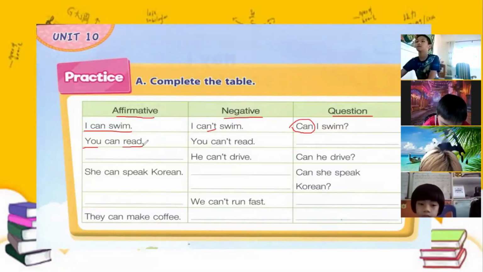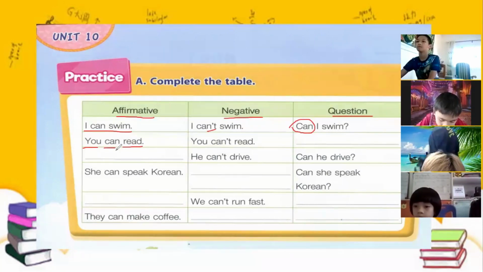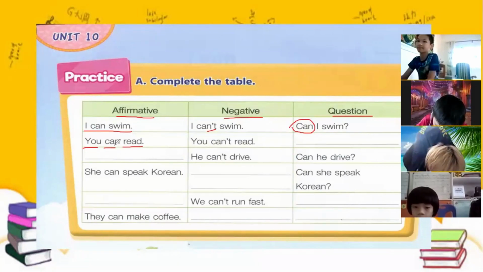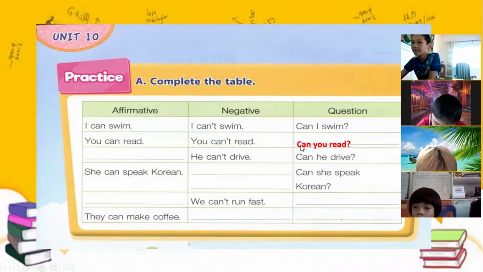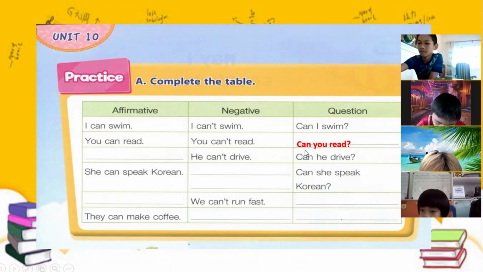Okay, now similarly, we have another sentence, you can read, right? So read is actually the main verb, right? Now can comes before the main verb, you can read. The same sentence, if you'd like to make it negative, we just add not. So you can't read, or you can say you cannot read. For the question sentence, if you'd like to change it, how will it become? Can will come before the subject, at the start of the sentence. Can you read?